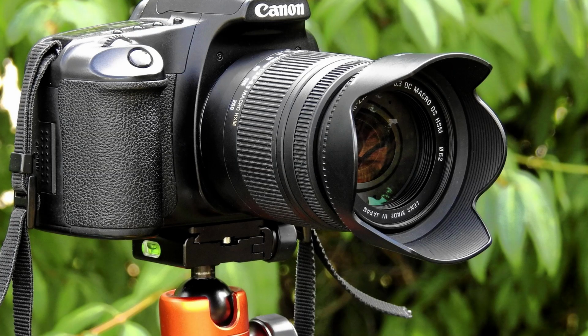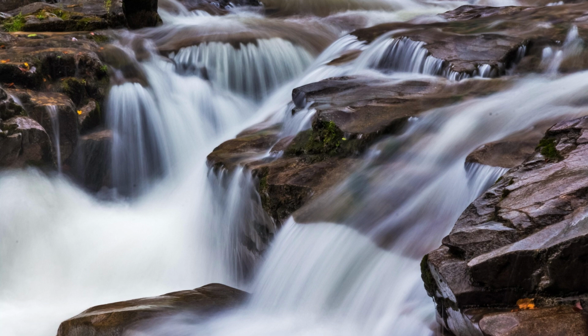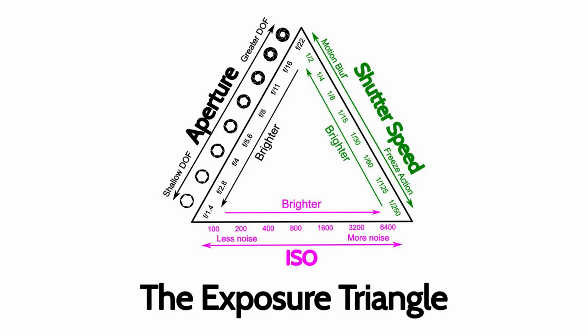Let's get to it. Shutter speed is basically how long your camera's shutter stays open when you take a picture. Think of it as your camera's eyelid. A fast blink, you freeze the moment. A slow blink, you let motion paint across your photo. And just like ISO and aperture, shutter speed is part of the famous exposure triangle.